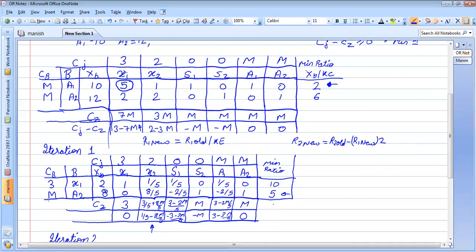Sir, I'm not getting the value, I'm not getting the 2, sir. Which value are you not getting, this one? Only 2, sir. Okay, I'll explain it again. Don't worry, I'll rub this and write it again.